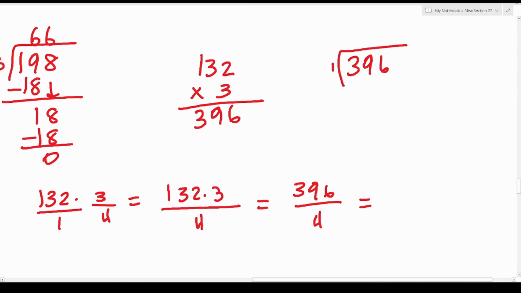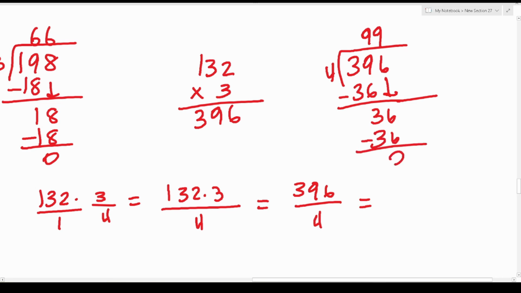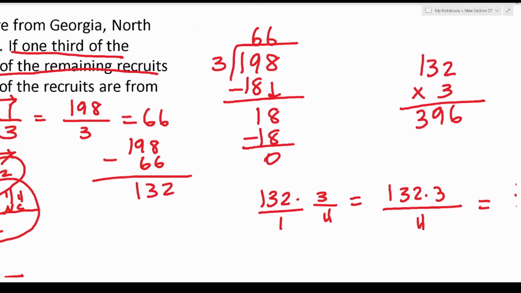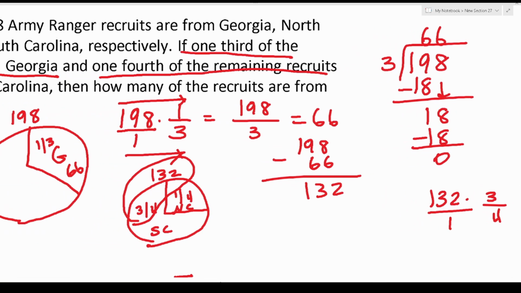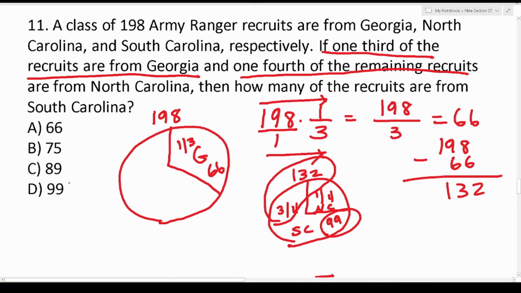396 divided by 4. 4 goes into 39 9 times without going over, given that 4 times 9 is 36. 39 minus 36 is 3. Drop down the 6. 4 goes into 36 9 times evenly, given that 4 times 9 is 36. So we can see there's no remainder. All right, so the number of recruits from South Carolina, as we just figured out, is 99. And that is the answer to this one. It's going to be 99. Got a lot of steps to this one, but nothing too difficult.